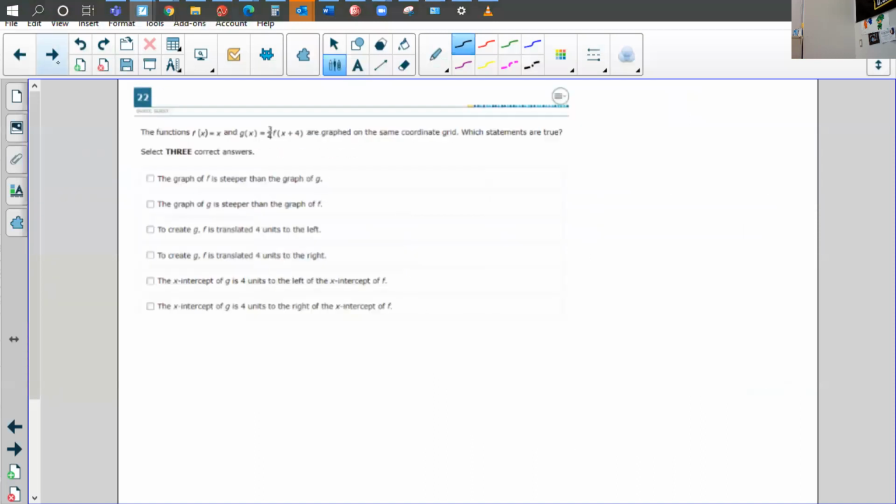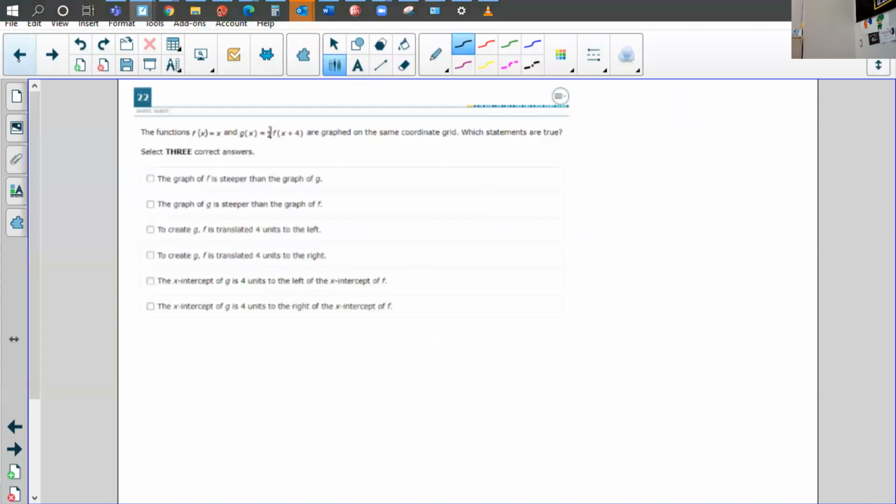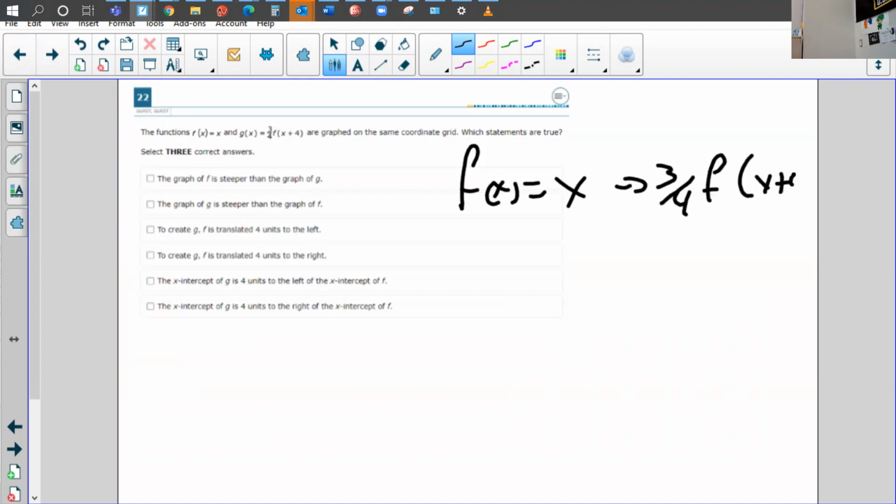Okay, next slide. Oops, that's not what I meant to do. So here we go. All right, so we have a function f of x, and the new function is 3/4 f of x plus 4. All right, so that's a transformation, right? We have f of x, that's the original function, and it got transformed to 3/4 f of x plus 4.